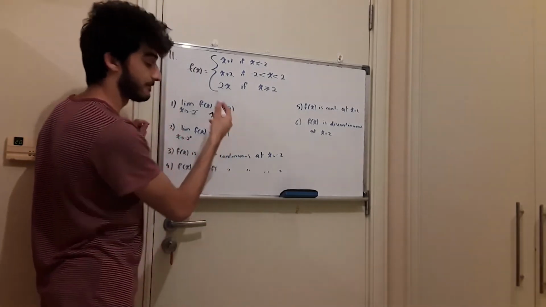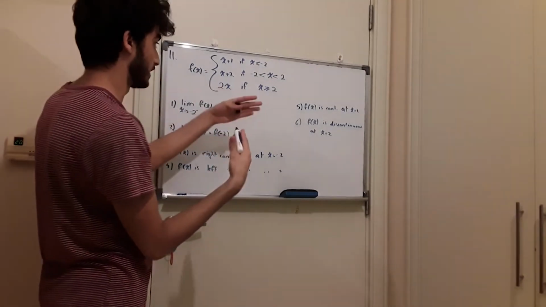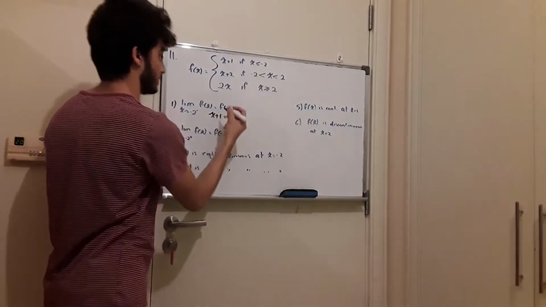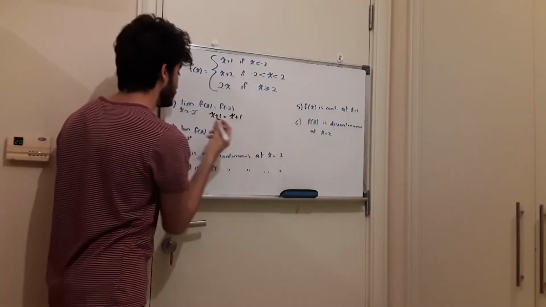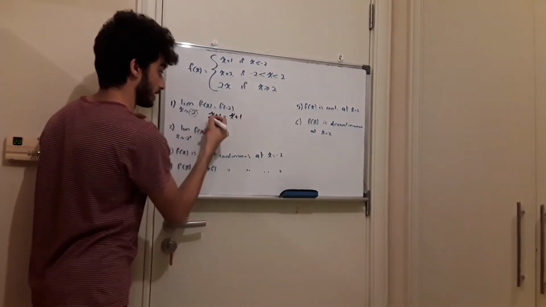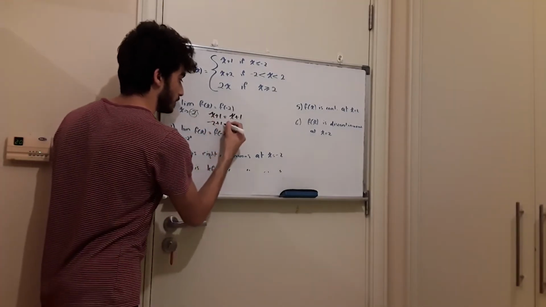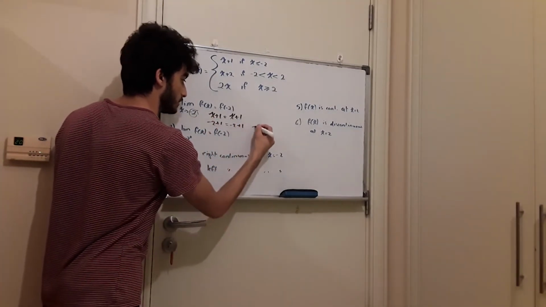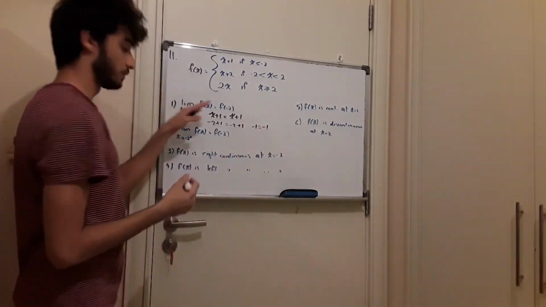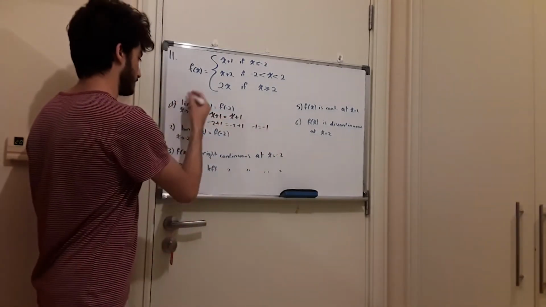And for f at minus 2, x equals minus 2, so we would also use this one. If you substitute minus 2, because that's the number we're looking at right now, minus 2 plus 1, you get minus 1 equals minus 1. So they're equal, so the first one is correct.